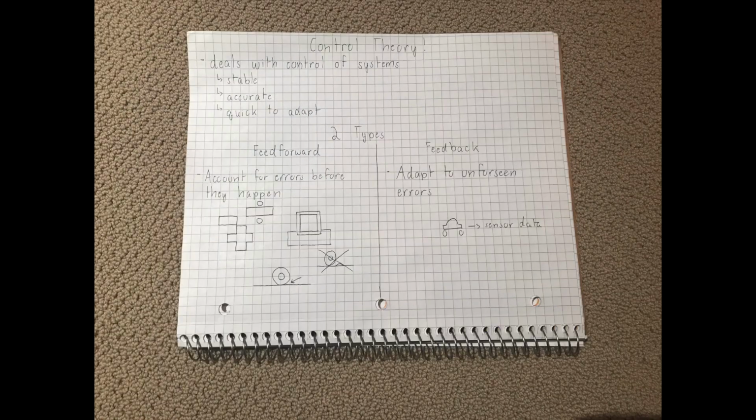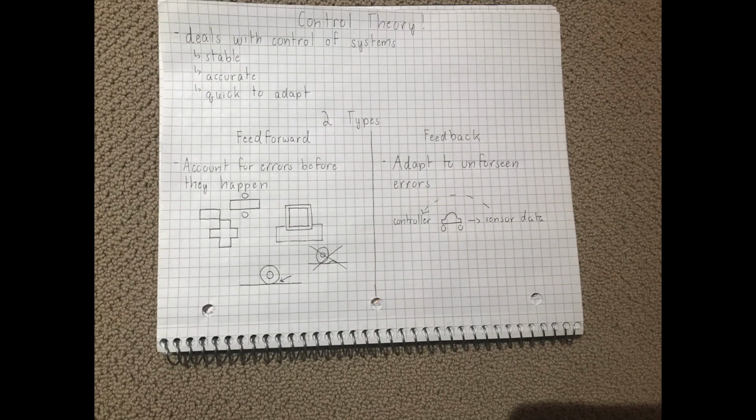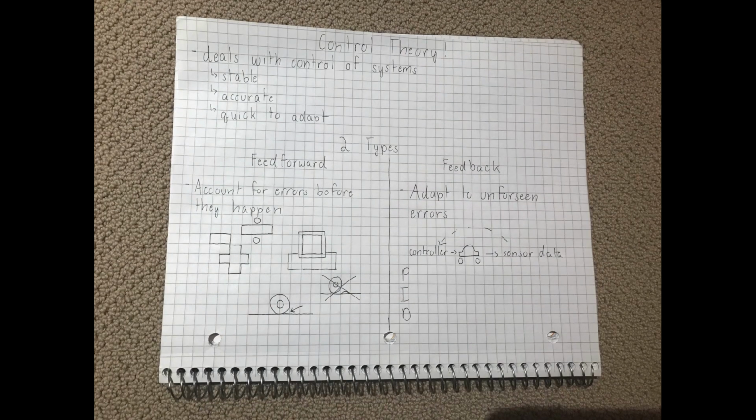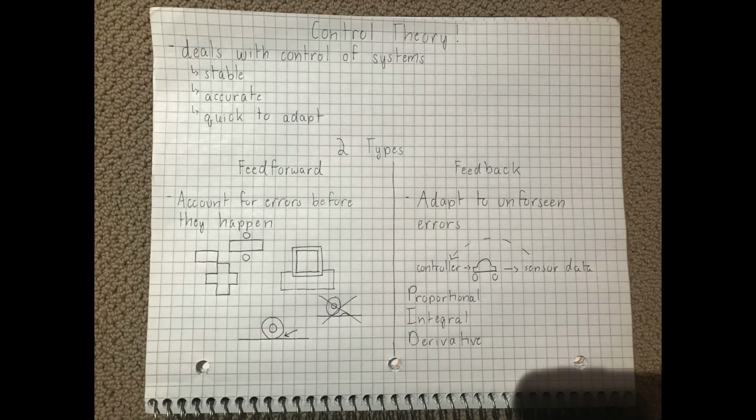Here's how it works. The system outputs sensor data every 20 milliseconds or so. That data is then fed back into the controller, which uses it to help calculate its next move. The controller then gives that information to the system, which moves and outputs more sensor data, repeating the cycle all over again. One common type of feedback control is what's known as PID, or proportional, integral, and derivative control.